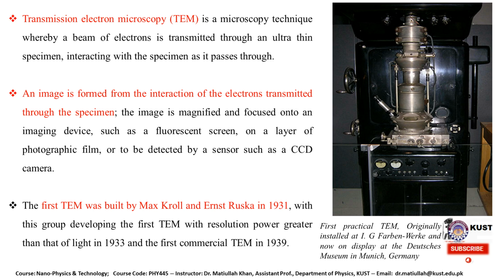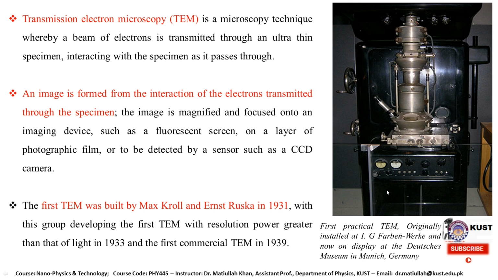Transmission electron microscopy is a technique where a beam of electrons is transmitted through a sample. The sample is ultra thin because we need to pass the electrons through it, and this transmitted electron gives information from the interior of the sample. From this we get the image, which is further magnified and focused onto an imaging device, such as a fluorescent screen or a layer of photographic film, and then further detected by a CCD camera.